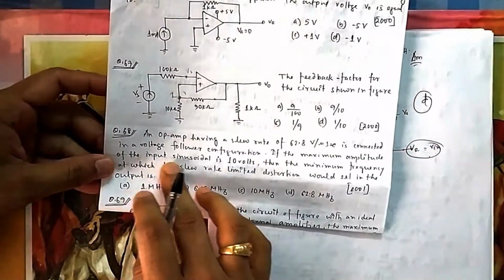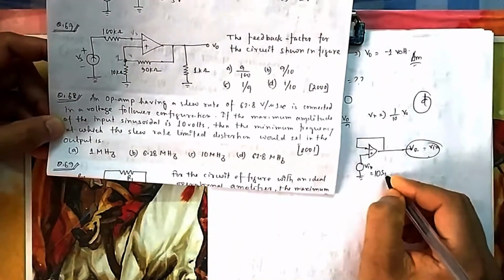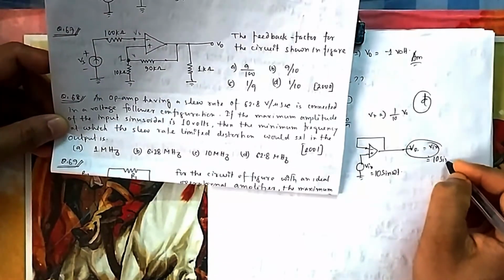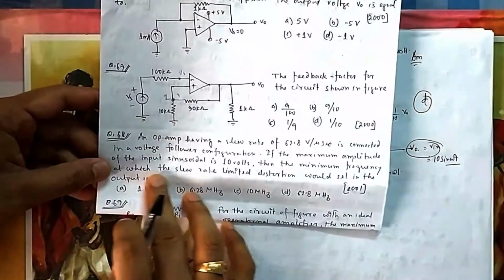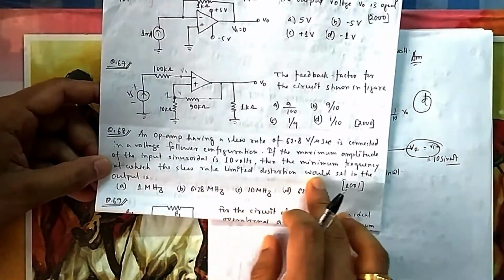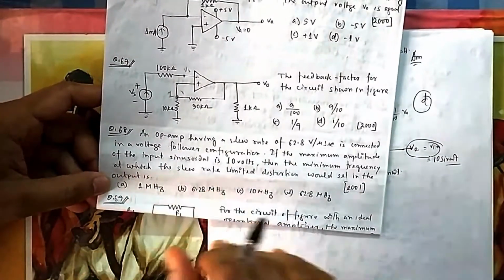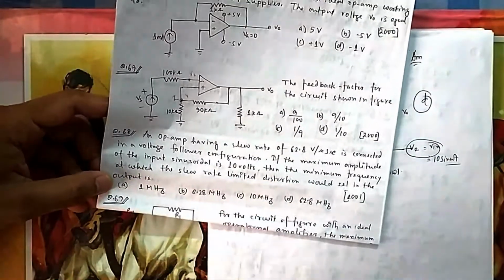If the input is sinusoidal and the maximum amplitude is 10 volts, that means it is 10 sin omega t. That means V output is also 10 sin omega t, because it is a voltage follower. Then the minimum frequency at which slew-rate limited distortion would set in at the output. That means your output would set at the slew rate.